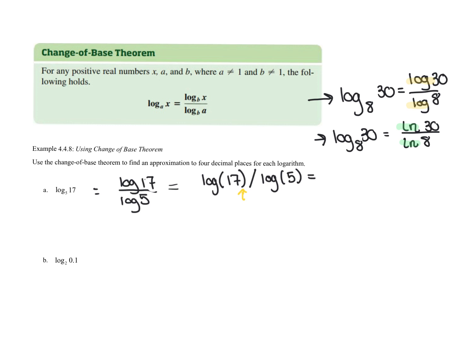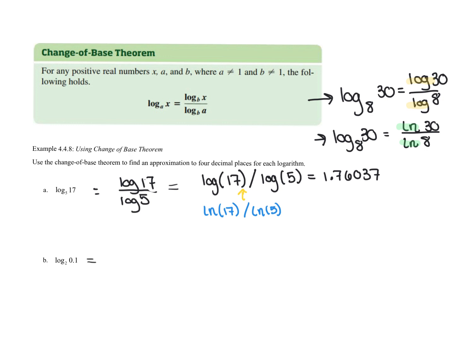When you type this in the calculator, you should get about 1.76037. You would get the exact same thing if you did ln of 17, close the parenthesis of course, over ln of 5.